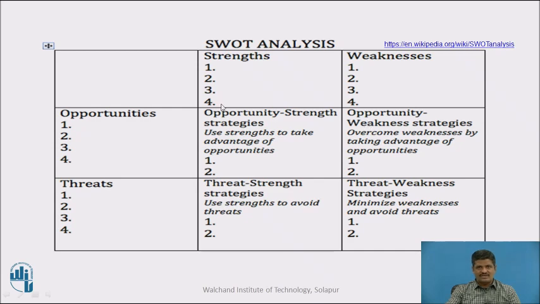This is the SWOT matrix. Now you can definitely write your strengths, weaknesses, opportunities and threats here, and then you can formulate various strategies like opportunities, strengths, strategies. You can use strengths to take advantage of opportunities. Likewise, you can form opportunity weakness strategies. You can overcome weaknesses by taking advantage of opportunities. Then threat strength strategies. You can use strengths to avoid threats. And threat weakness strategies. You can definitely minimize weaknesses and avoid threats. So this is how you can use the SWOT matrix for forming various strategies for personal and organizational success.